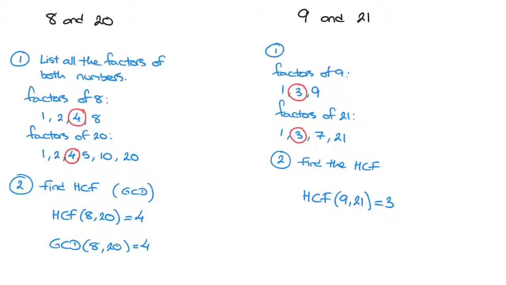And we're done. So that's how you can find the highest common factor, or greatest common divisor, of two whole numbers. I really hope that helps.